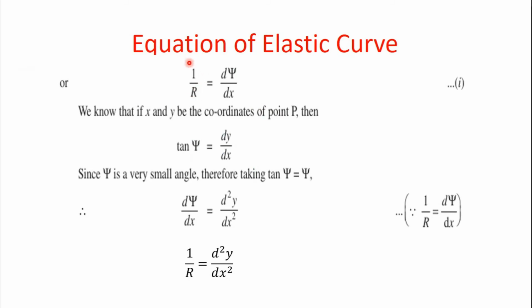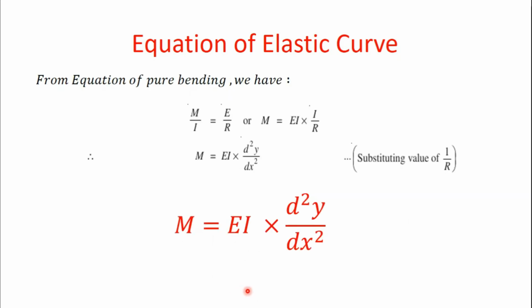So we can write 1 upon r equals d psi upon dx, and we also know that tan psi equals dy by dx at any point, where x and y are the coordinates at that point. And if psi is very small, then tan psi can be written as psi, and differentiating with respect to x, we can write d psi upon dx equals double differentiating, dy by dx, which is d2y upon dx square, and substituting 1 upon r equals d psi upon dx, we get a very important equation, 1 upon r equals d2y upon dx square. Or you can say the inverse of the radius of curvature of any curve is equal to the second order differential, which is d2y upon dx square.